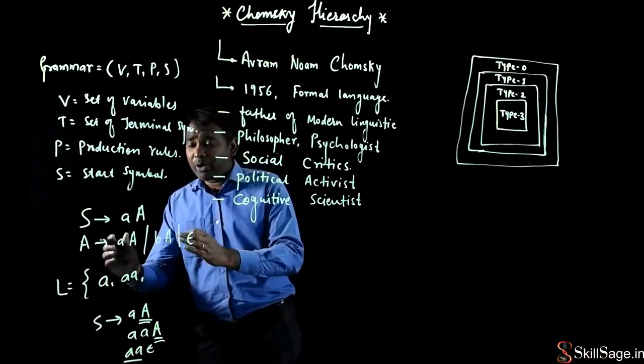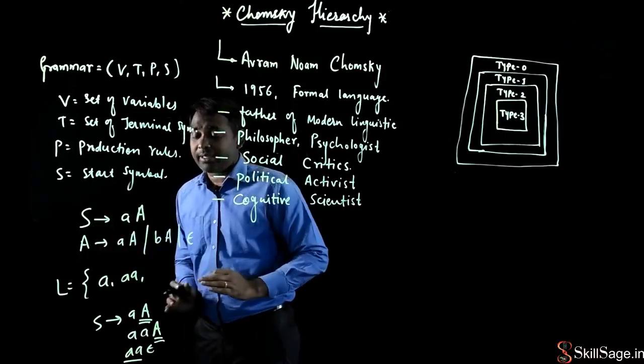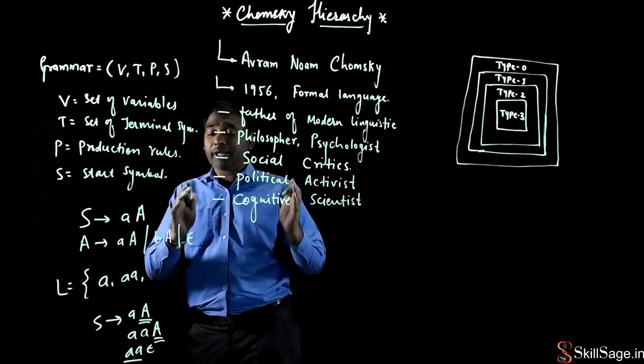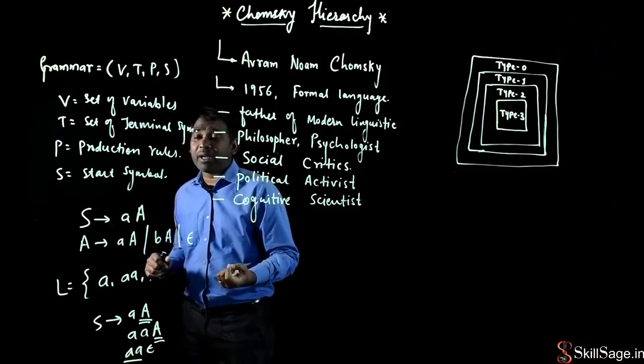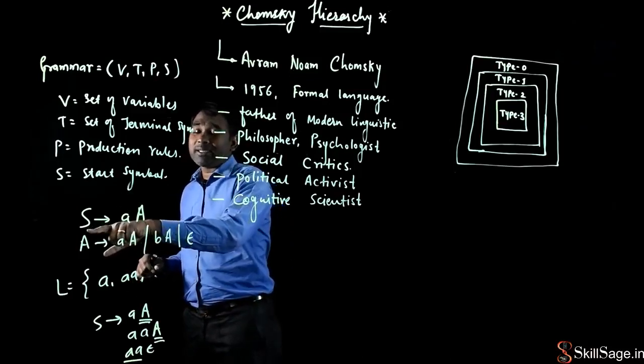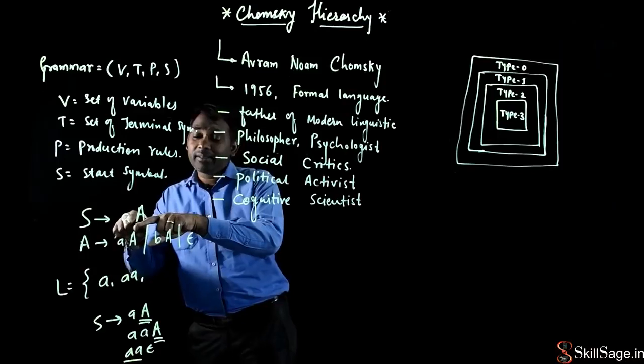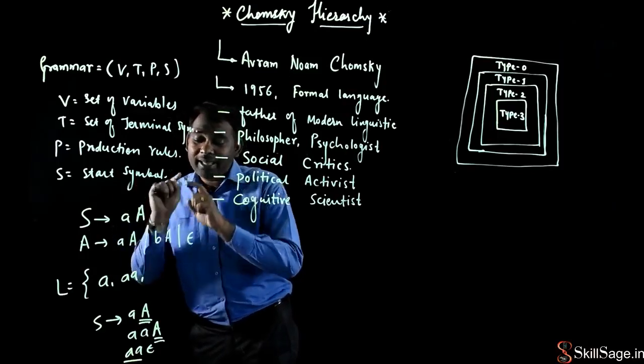So if I look at this set of rules, and the various languages or strings that can be generated from this given grammar, I can say that this is my start symbol here, which says that the first letter is a, followed by this capital A.